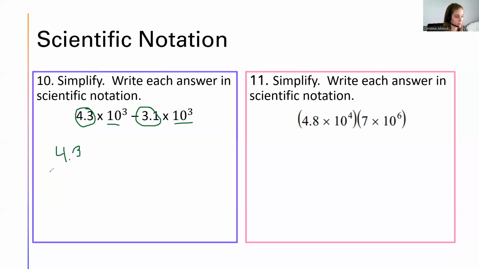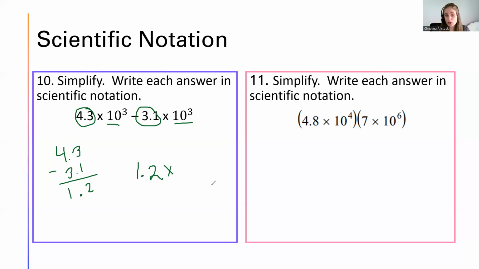So 4.3 minus 3.1. This is something that you need to do without a calculator. I'm going to demonstrate that by doing it here on the board. Remember, when you're adding and subtracting with decimal numbers, you line up those decimal points and then just subtract or add as normal. So 3 minus 1 is 2. Bring that decimal point straight down. 4 minus 3 is 1. 1.2.